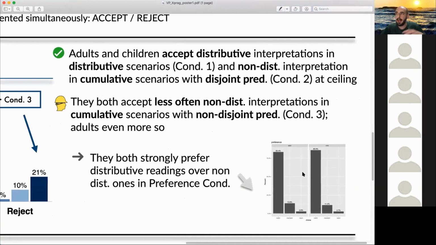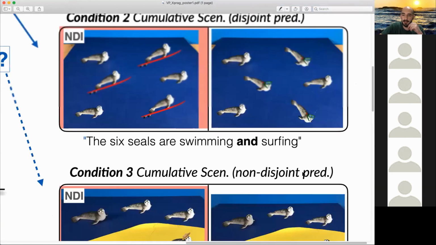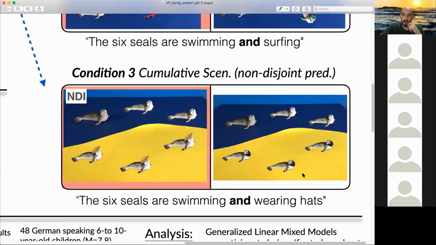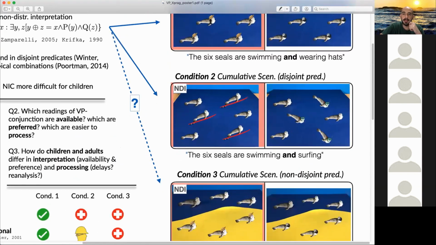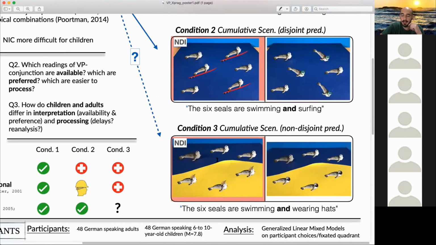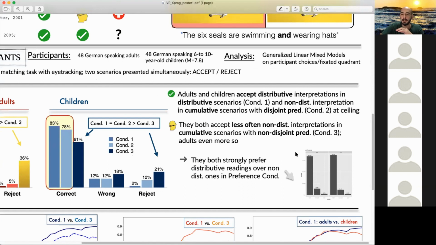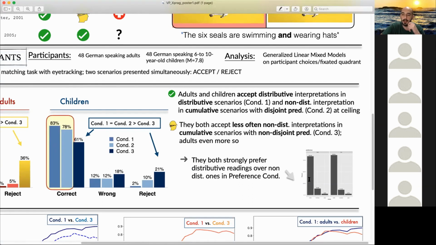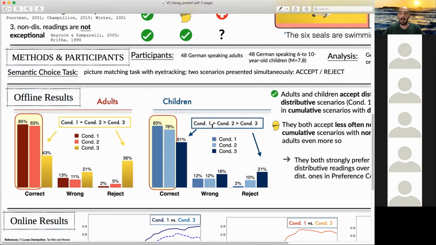So we compared this kind of context to this kind of context, and they all preferred the distributive reading, the stronger reading, even children. So this is actually cool. Good. So they basically behave the same. What's going to happen in online data? What's going to happen with respect to their eye movements?